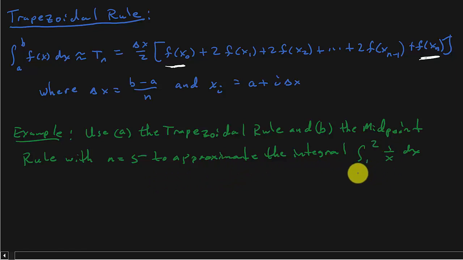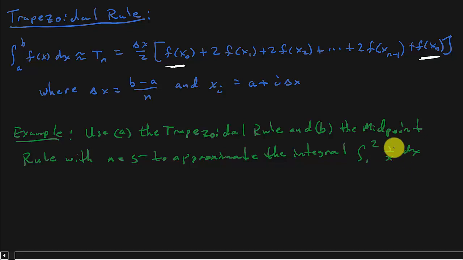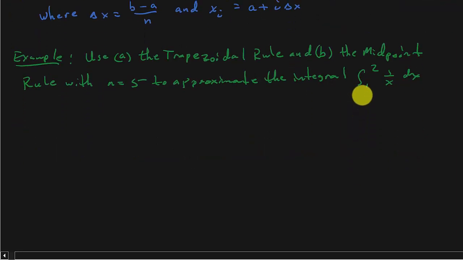Now, I know we can find the exact value of this. We know how to integrate 1 over x. That's just natural log of x. But we're doing this one so we can compare the actual value to the approximated value. That's why we're doing this one. All right, so let's start with the trapezoidal rule. This will be part A.